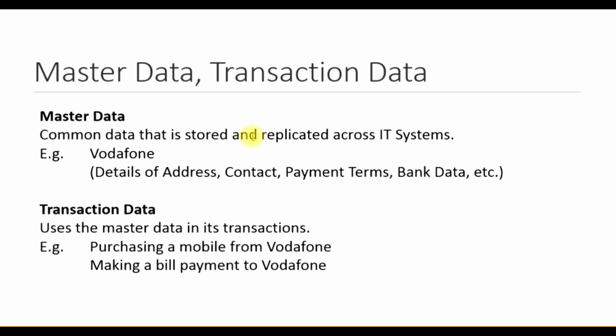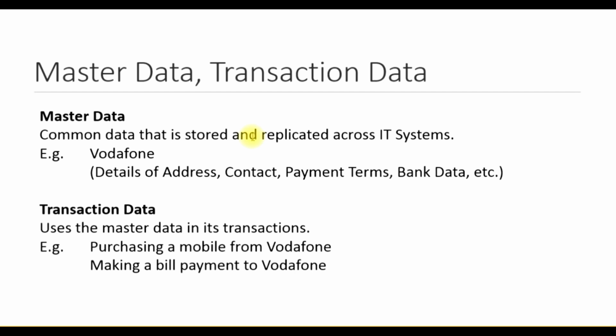Then you have the transactional data. So transaction data, just like its description, it uses the master data in its transactions. For example, when you buy a phone from Vodafone, it becomes a transaction. It's a purchasing of an item, so that becomes a transaction. When you make a monthly payment, that's another transaction.